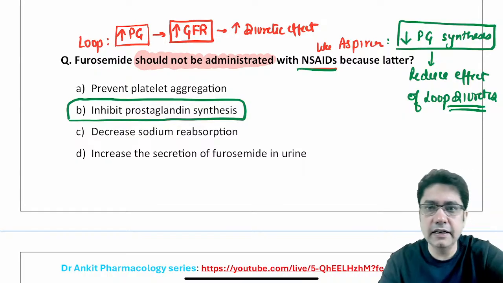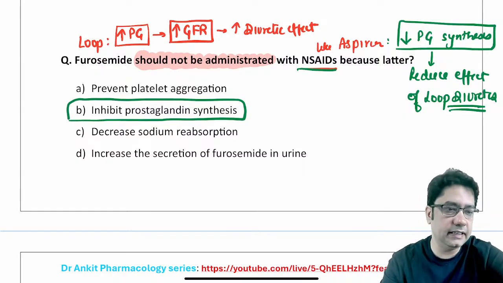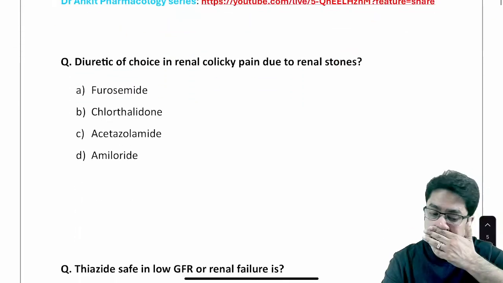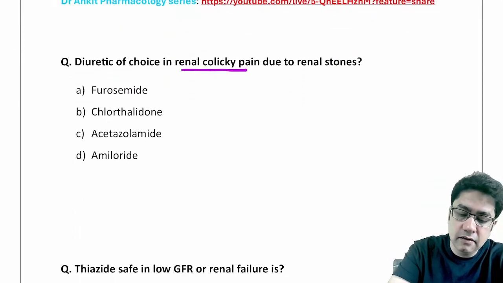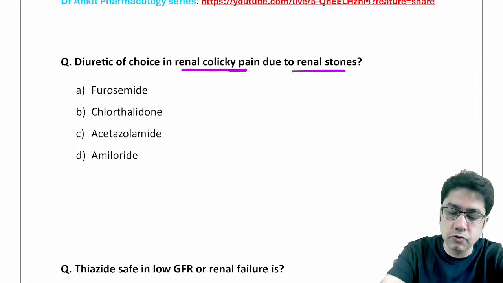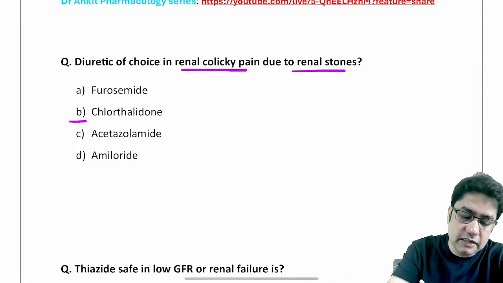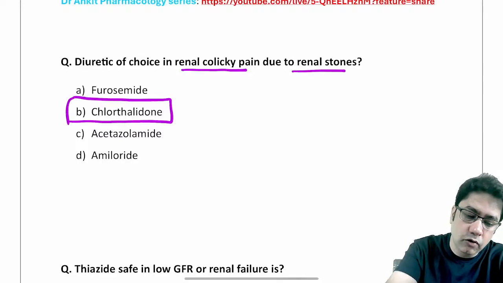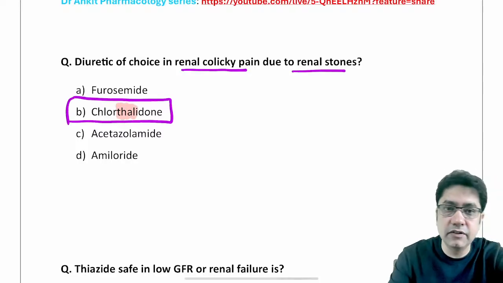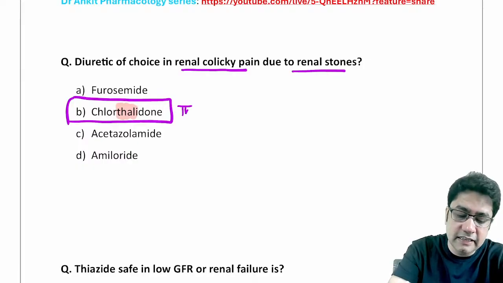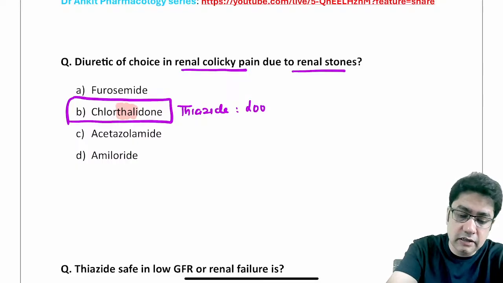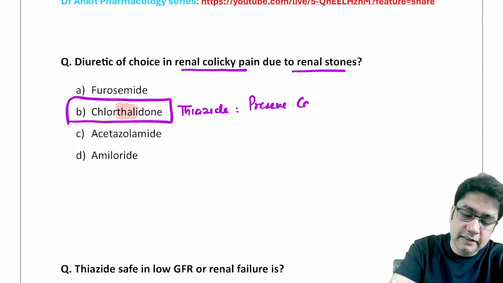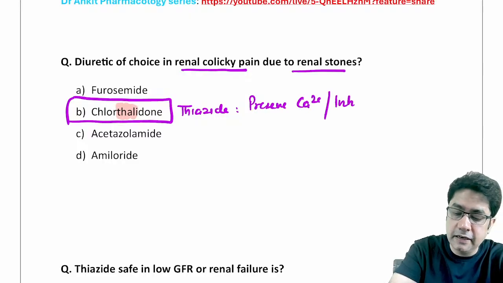Okay, it's a tough question. It was asked in your NEET exam. So diuretic of choice in renal colicky pain, it was a last year question, due to renal stone. The answer of this question is thiazide diuretic, and you can see chlorthalidone word is coming. It is a type of thiazide diuretic because thiazides, they preserve calcium. Thiazides, they preserve calcium or they inhibit calcium excretion in urine.